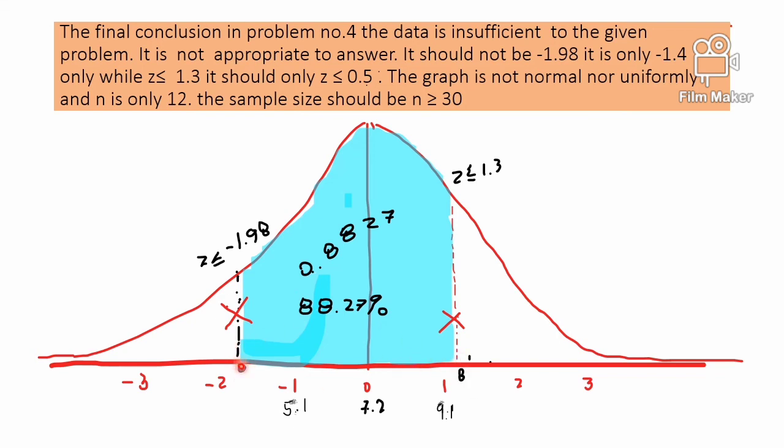According to Z1, the value is negative 1.98. And the other one, for 8, Z2, the z-score value is 1.3. Do you think it is approximately right? This is very wrong, because with 5.1 and 9.3, maybe around here is the 8 and the other one is 6.